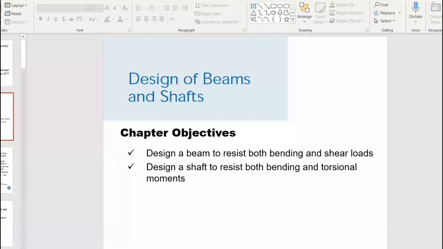Right. Design a shaft to resist both bending and torsional moments. All of you know that if there is any compression or tension, you have tension and bending. But shear, the third type of failure, which is shear load, will automatically cause the torsion load or torsion moment. Okay, shear will cause torsion moment. Normal tensile and compression, or bending, will cause bending moment.